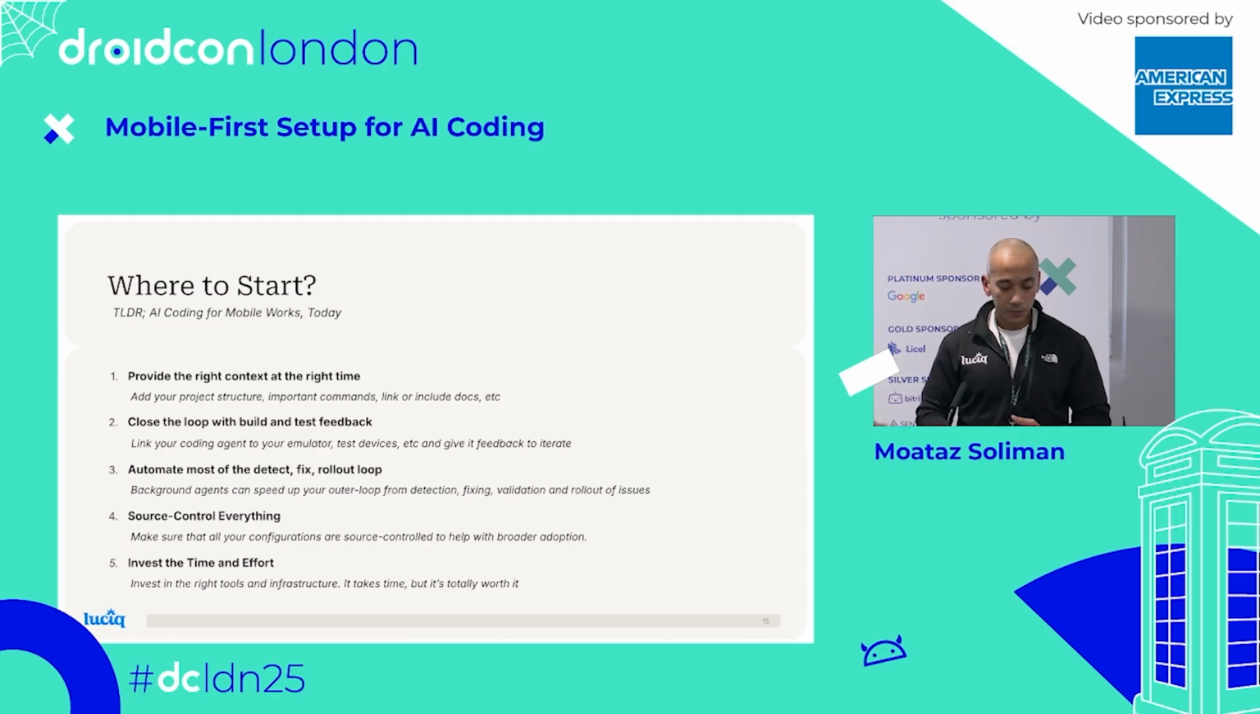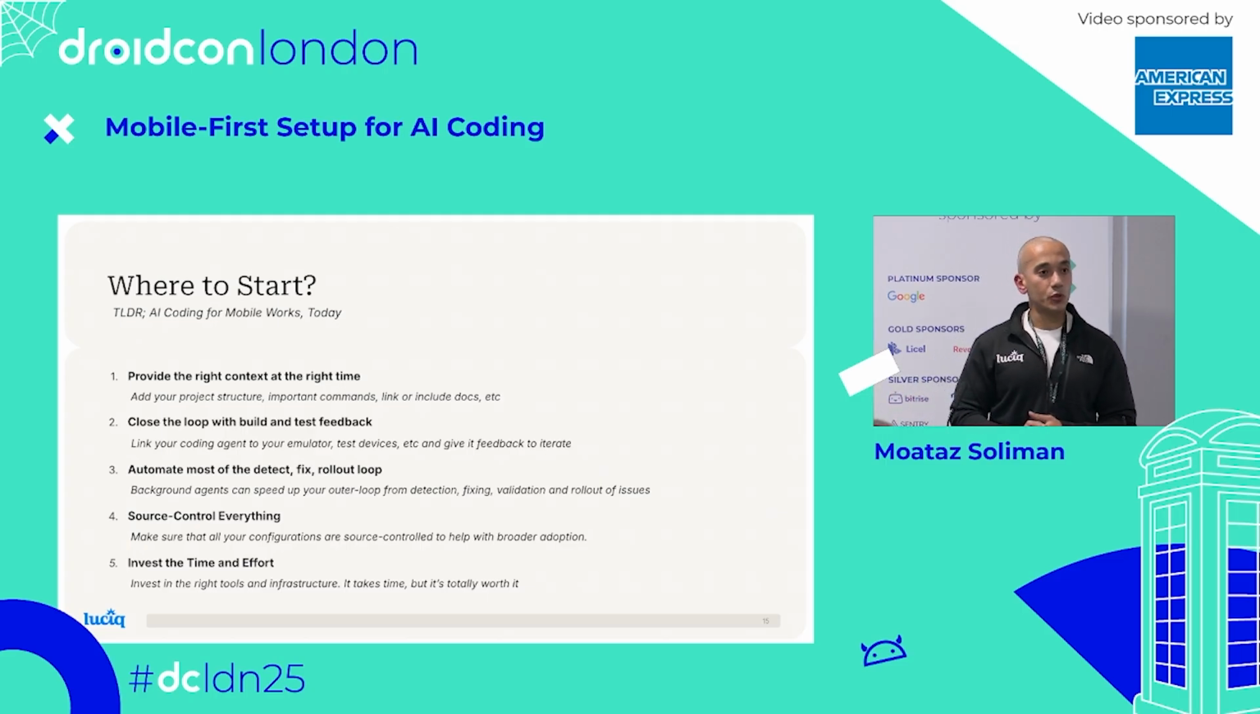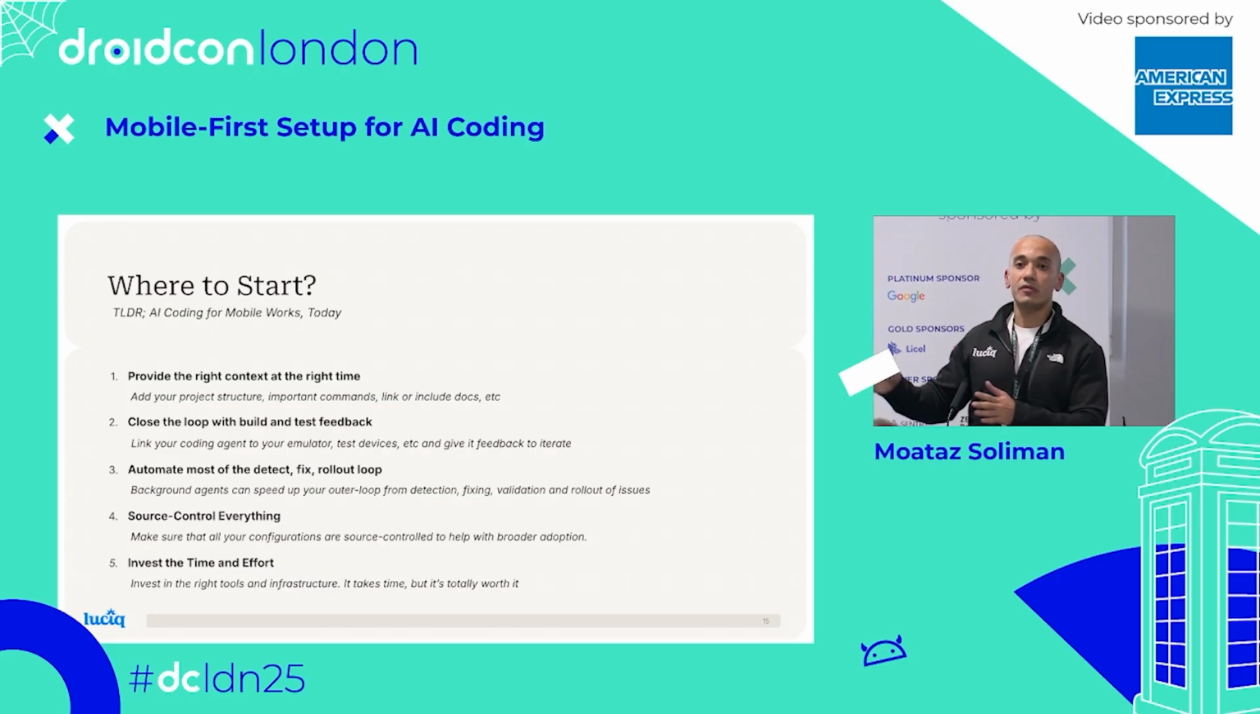Fourth point, and I think that this is very important for team adoption, is to source control as much of the configuration as possible. So making sure that the nth team member on your team that is going to start to use this is not going to start from scratch. They're going to start with some configuration that is already source controlled within your application. This definitely makes it much easier for the rest of the team to adopt it and to have broader adoption within your team.